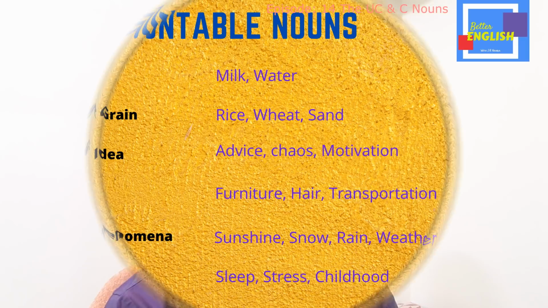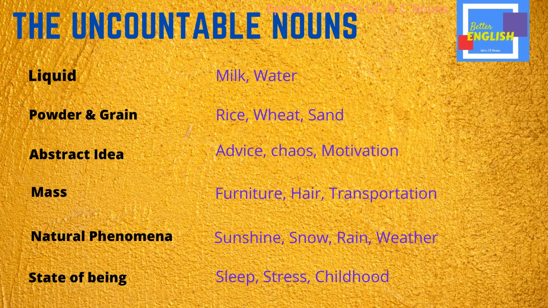Let's proceed with some more information about the uncountable nouns. Types of the uncountable nouns. The first type of uncountable nouns is liquid. Example, milk, water. The second type, powder and grain. Example, rice, wheat, sand. The third type is abstract idea. Example, advice, chaos, motivation.